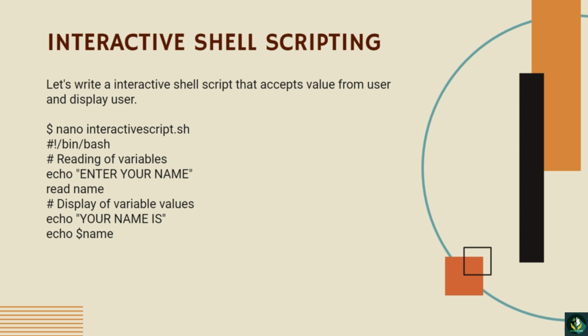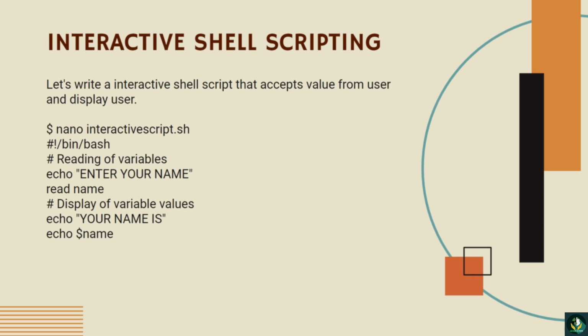The first line will be a comment, which indicates it's a bin bash script. Reading the variables is done by using read name. First we write echo enter your name, which is a display statement. Then read name will accept a name from us, and lastly we will display the name by using echo $name. So let's move to the practical demonstration of it.